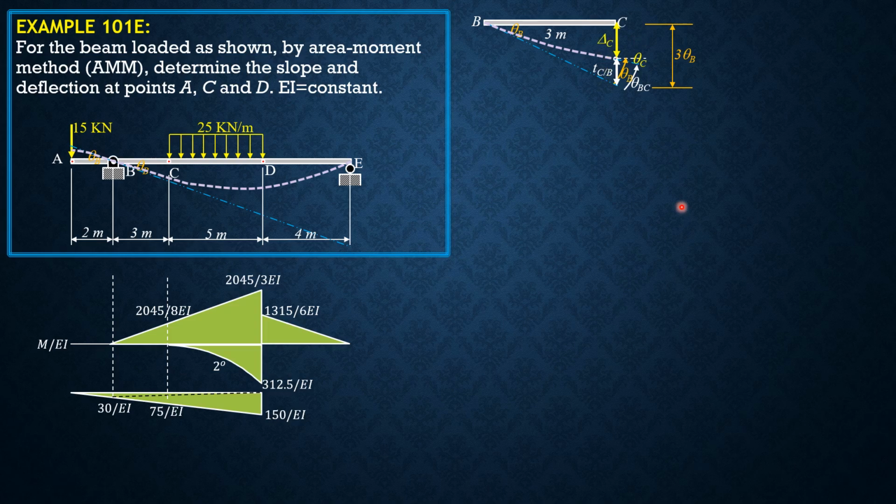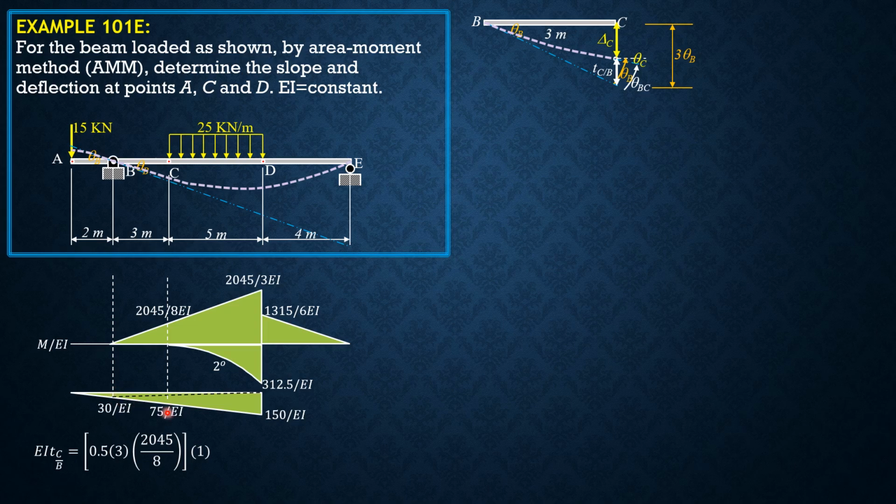So that's delta C. So from the figure, delta C is negative of the absolute value of 3 times theta B minus the absolute value of the deviation of C relative to the tangent at B. So computing for the deviation of C relative to the tangent at B, EI times the deviation of C relative to the tangent at B is equal to 0.5 times 3 times 2045 over 8 EI. Moment arm is 1/3 of 3, which is 1.